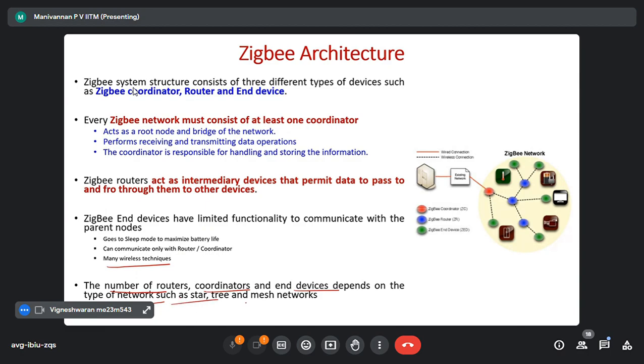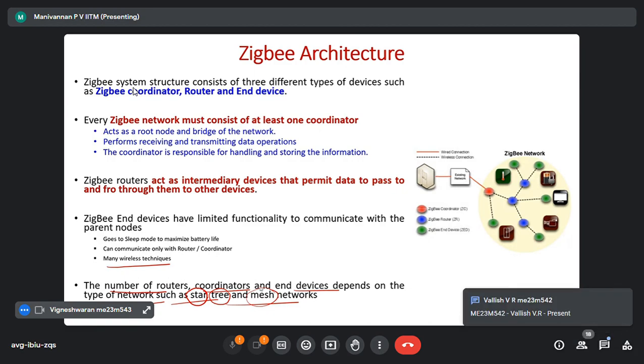Okay, then type of network, there are 3 types, no doubt. One is called star type network, the other one is tree type network, third one mesh type. In a Zigbee communication, the wireless network can be formed in a star fashion or a tree fashion or a mesh fashion, no doubt.